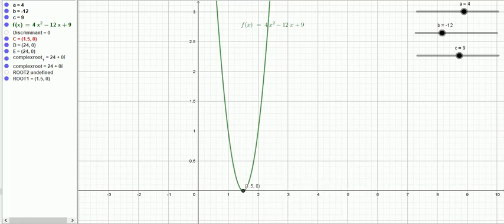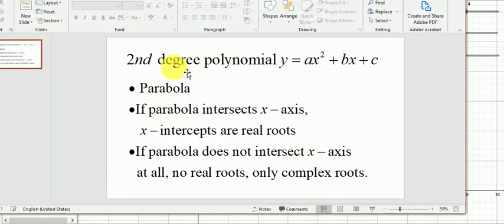You should always remember that this ax square plus bx plus c is a polynomial of degree 2, and its graph is called a parabola. Like for a straight line, the general equation is ax plus by plus c is equal to 0, in the same way the general equation for a parabola is ax square plus bx plus c. Since it is of degree 2, we call it a quadratic expression. Otherwise it has a specific name, that is parabola.